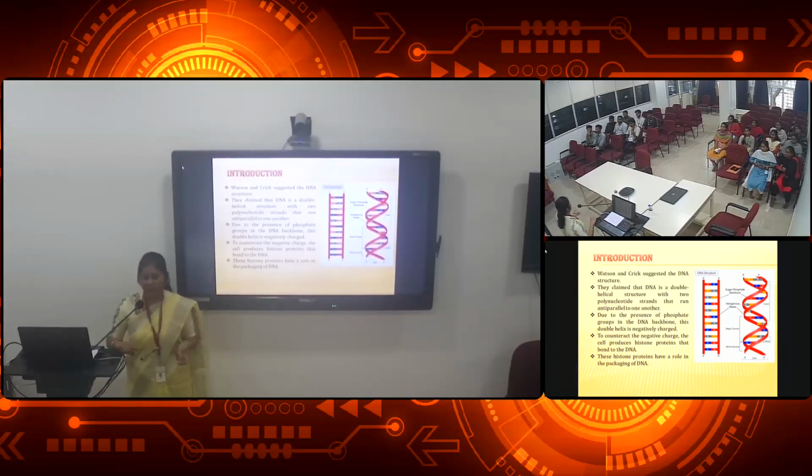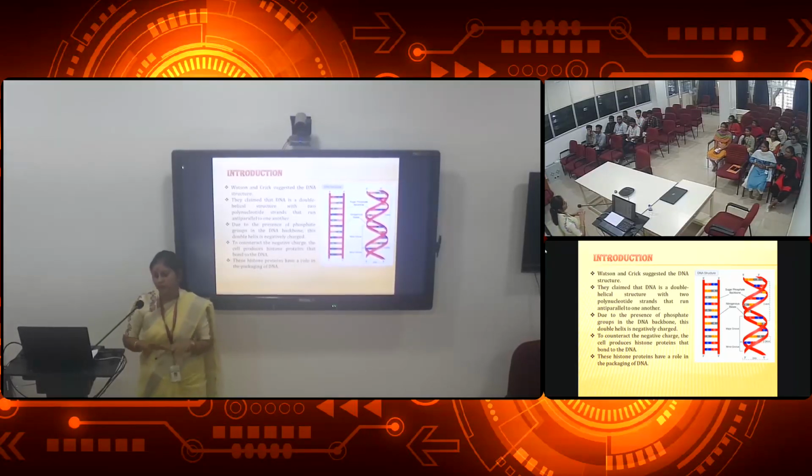Deoxyribonucleic acid is the most important chemical compound, which carries the genetic information from generation to generation. We all know that DNA is the genetic material which is present inside the nucleus. That is one important thing here. Understand? DNA is a genetic material which is present inside the nucleus.